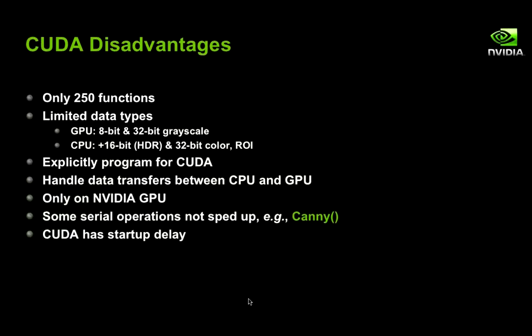And some operations in computer vision, for example the Canny detector we saw previously, don't actually speed up very much on the GPU. I'll discuss a little bit more about why we see that.